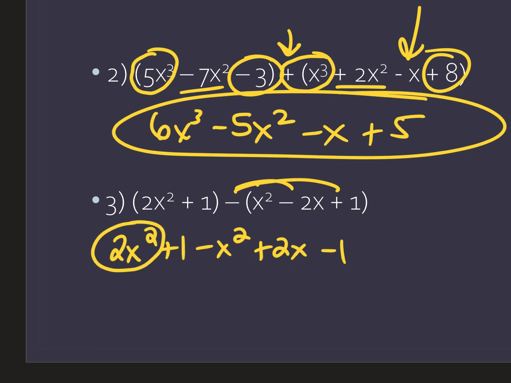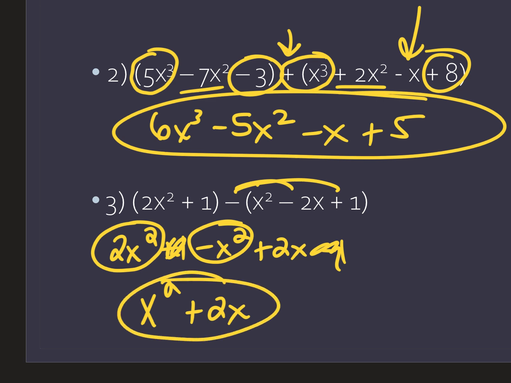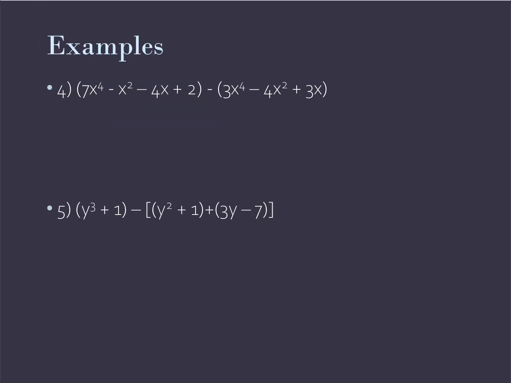2x squared minus x squared gives you what? 2x squared minus x squared gives you 1x squared. The sign in front of the term sticks with it, guys. Then what? What comes next? Plus 2x, good. And then what happens to my positive and negative 1? They cancel. So there we go. Got to be good with our signs here.